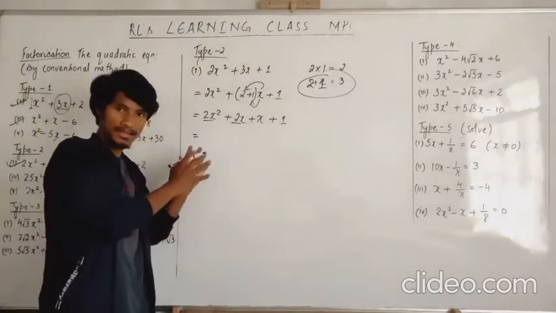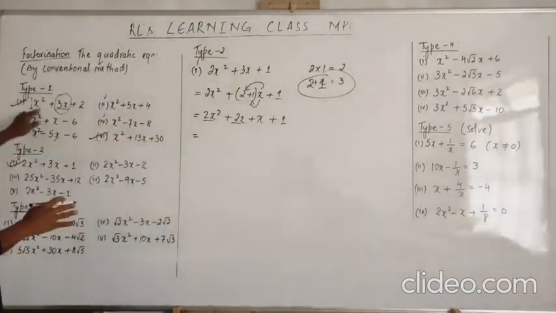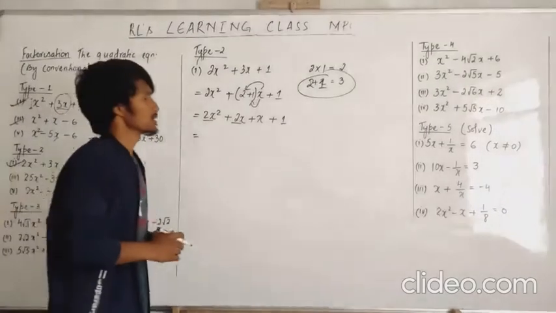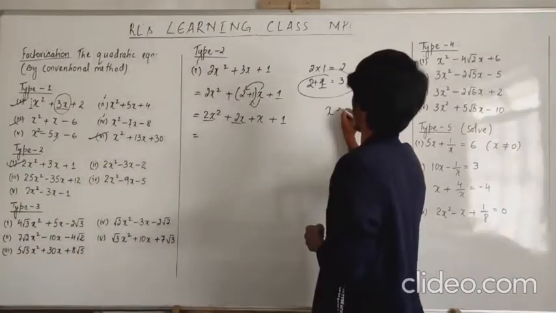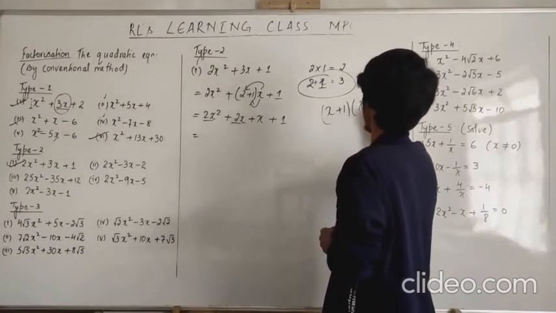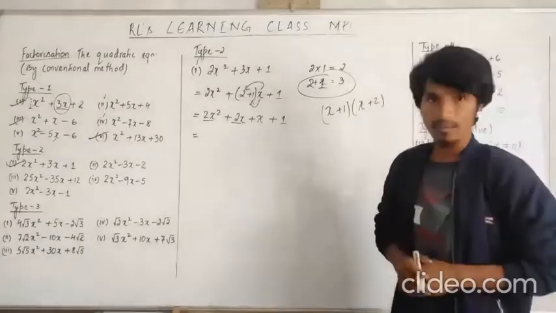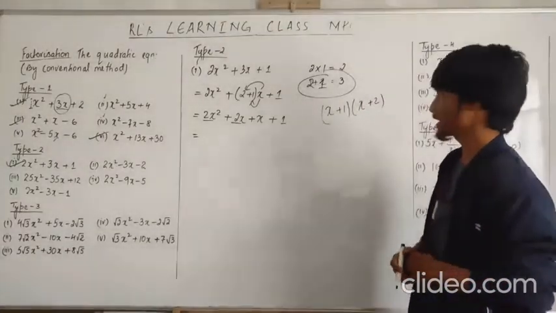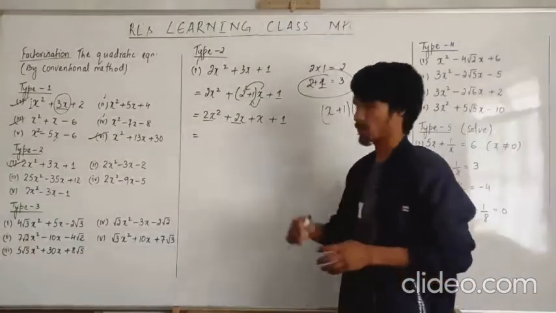After we got this answer, you can check the answer of this one. How much did we get in the last part? In that we got x plus 1 and x plus 2. Right? In that last question we got like this: x plus 1 and x plus 2. Then see here how we get the answer.